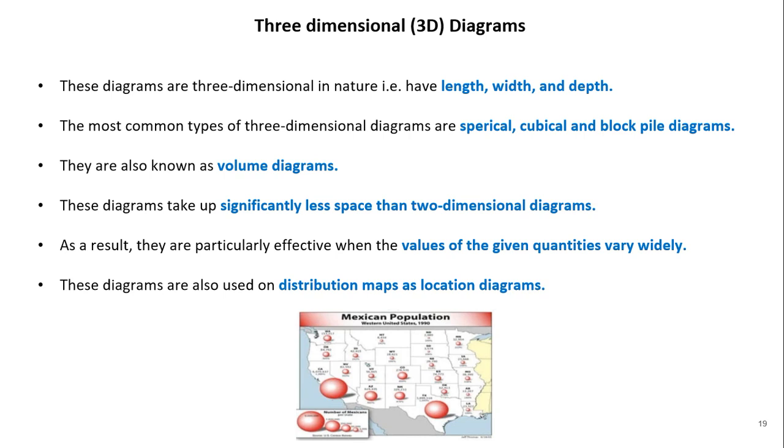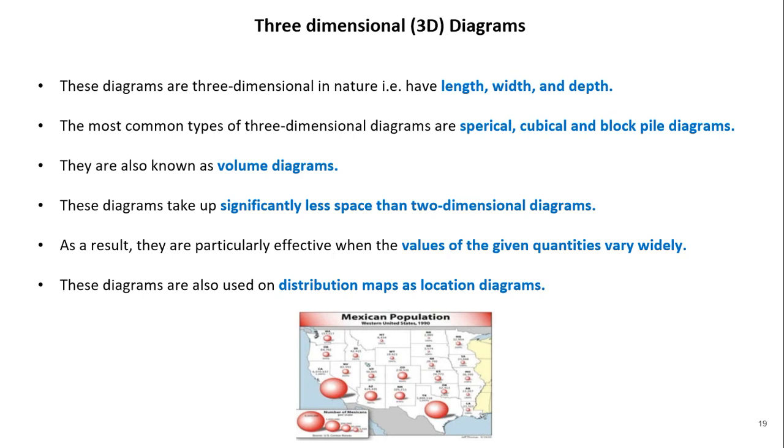Now see the next topic, that is the three-dimensional diagram. These diagrams are three-dimensional in nature, having length, width and depth. The most common types of three-dimensional diagrams are spherical, cubical and block pile diagrams. They are also known as volume diagrams. These diagrams take up significantly less space than two-dimensional diagrams. As a result, they are particularly effective when the values of given quantities vary widely.